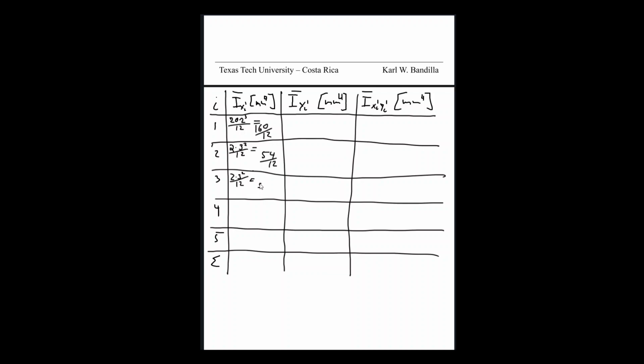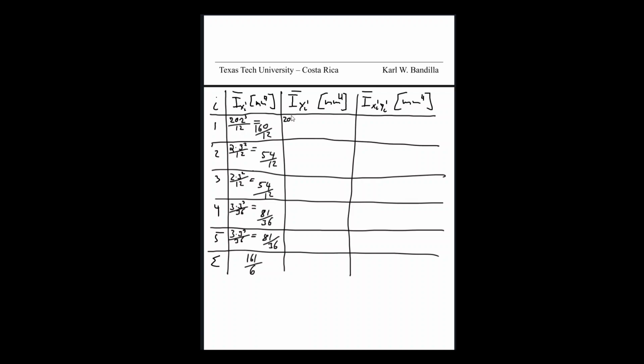Over 12. 54 over 12. And these are triangles, so we're divided by 36. 3 times 3 cubed over 36. That gives me 81 over 36. Same thing here. 81 over 36. And if I add those together and simplify, I get 161 over 6.